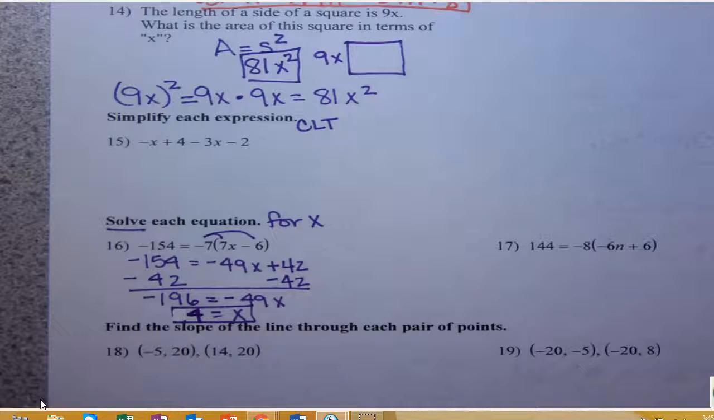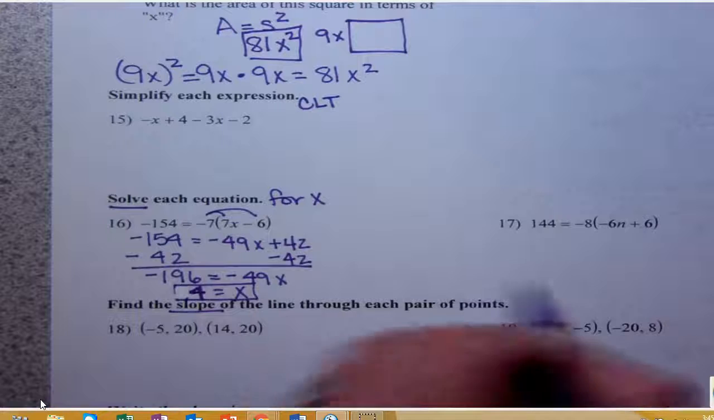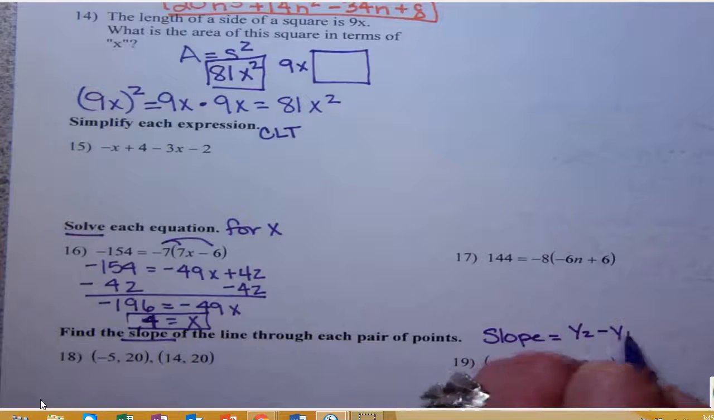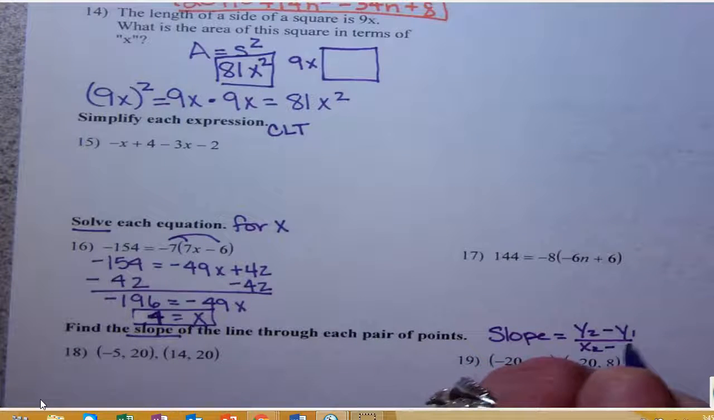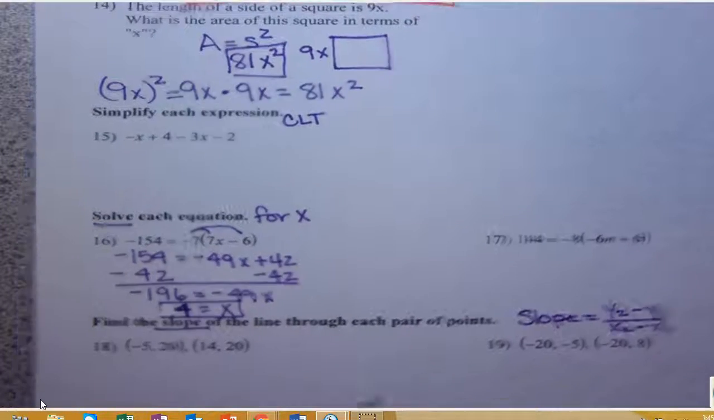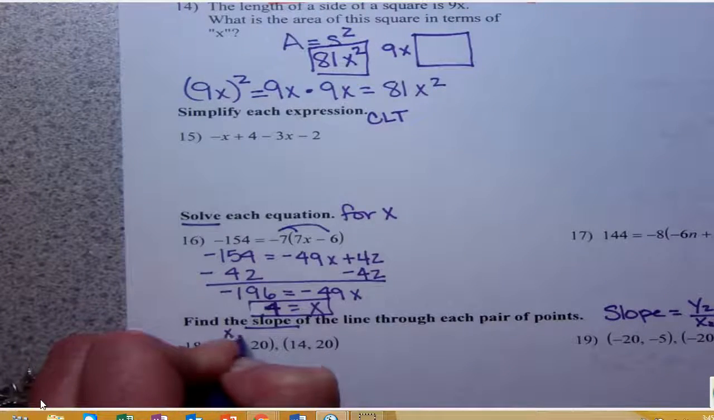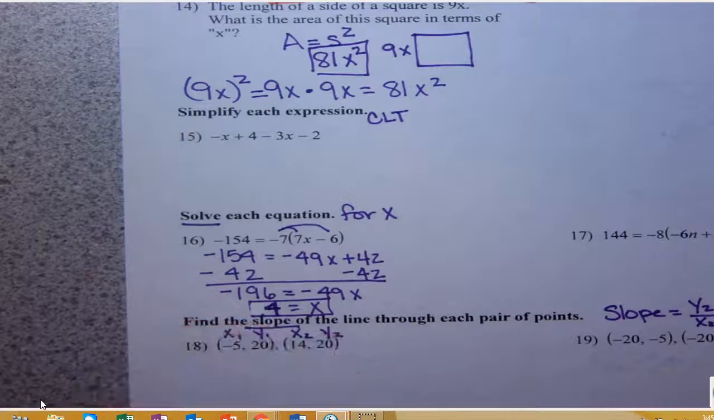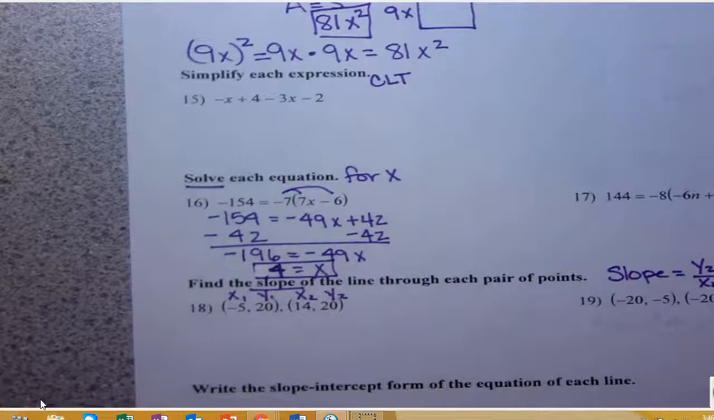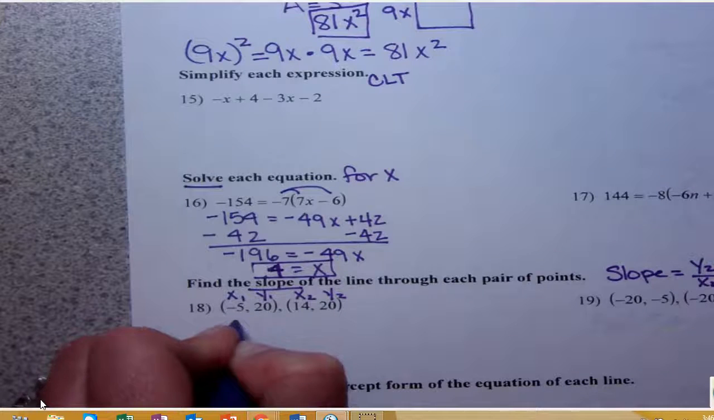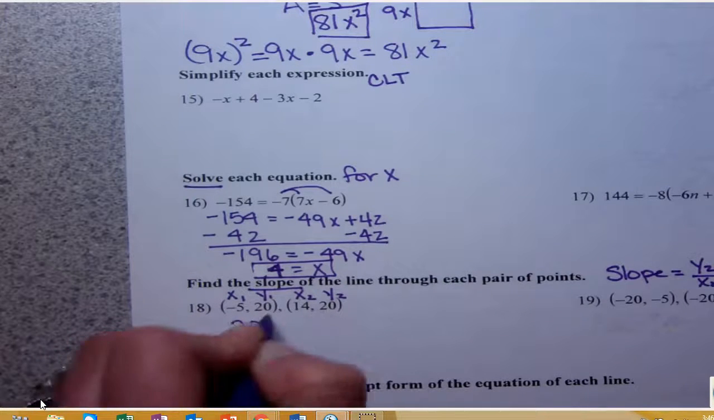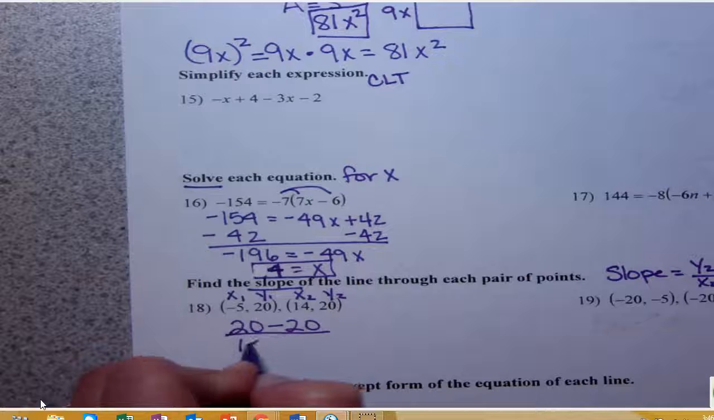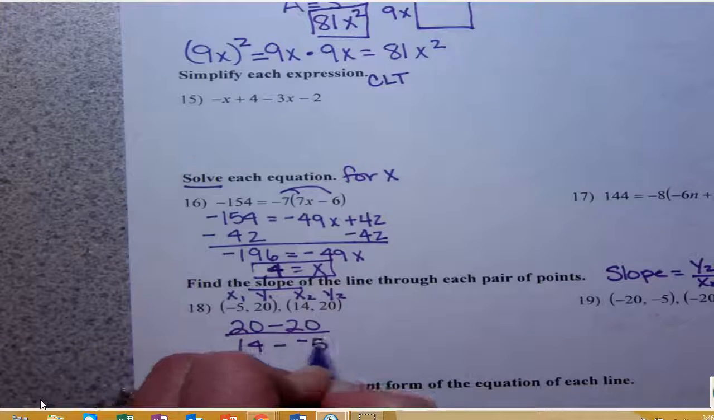Now, to find the slope of a line, the formula is y2 minus y1 divided by x2 minus x1. So we know that here is my x1, here is my y1, here is my x2, and here is my y2. So we're going to do 20 here minus 20, divided by 14 minus a negative 5.